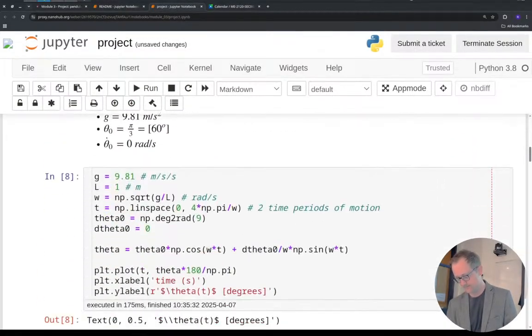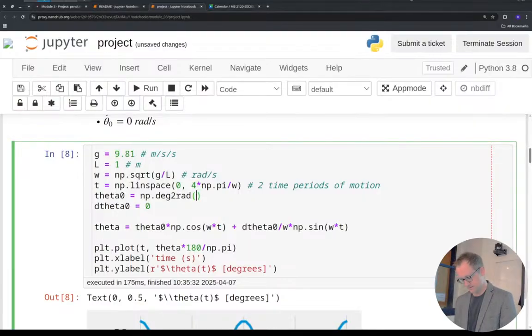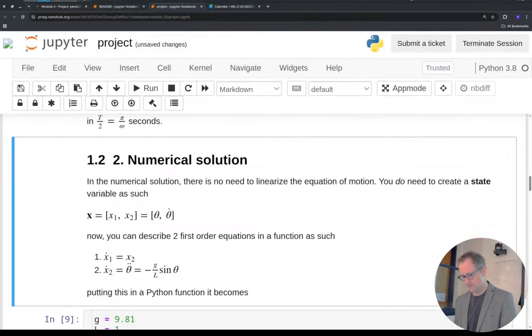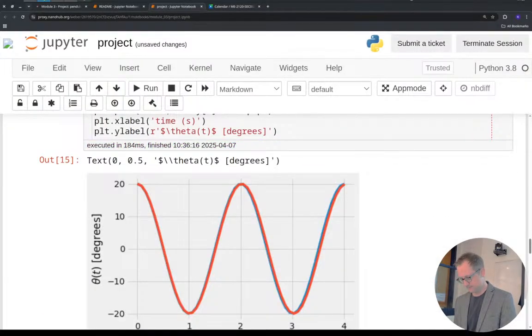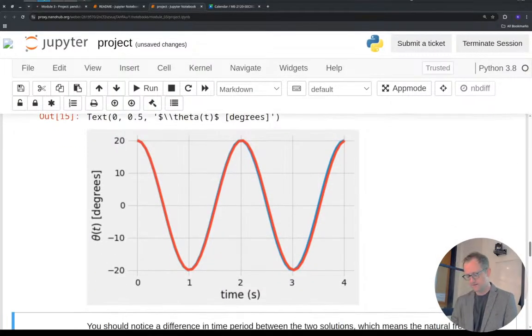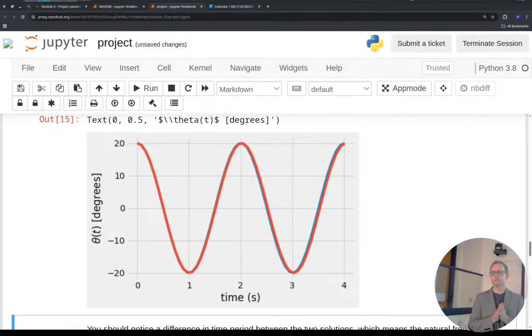20? I like 20. Yeah, try that. So I'm just increasing that initial angle, right? I'll just run through. Now is there a difference? The smallest. The smallest of differences.